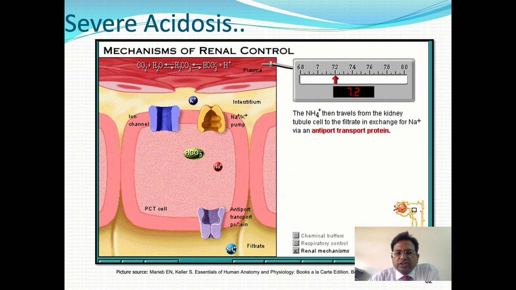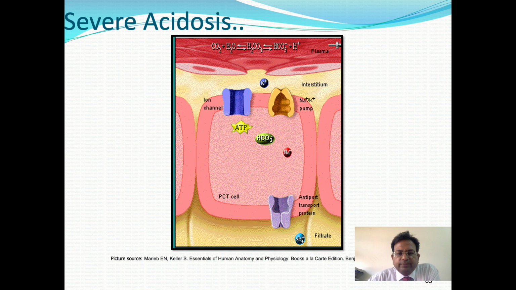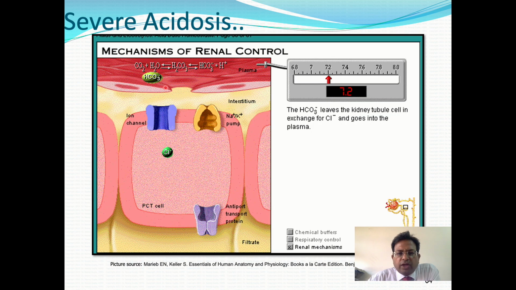The ammonia, which is released in the filtrate, combines with the hydrogen ion to form ammonium ion, which is released into the urine ultimately. The sodium which enters the cell is absorbed back into the system via the sodium potassium pump. The potassium is exchanged for the sodium, and bicarbonate for the chloride via the ion channels, and sodium bicarbonate is added to the system. So potassium comes in, sodium goes to the plasma, and bicarbonate is exchanged for the chloride. So sodium bicarbonate is added to the system.